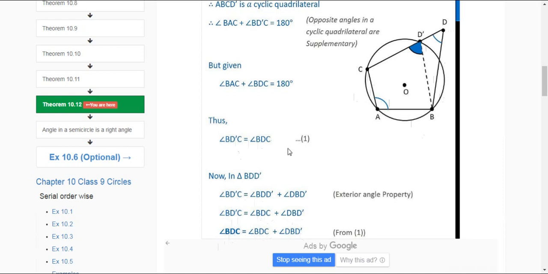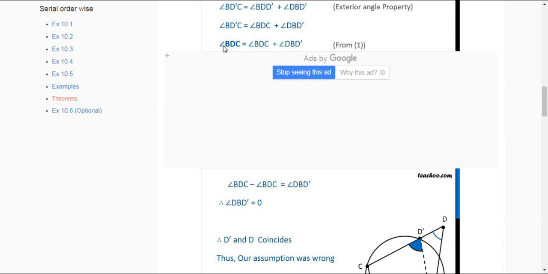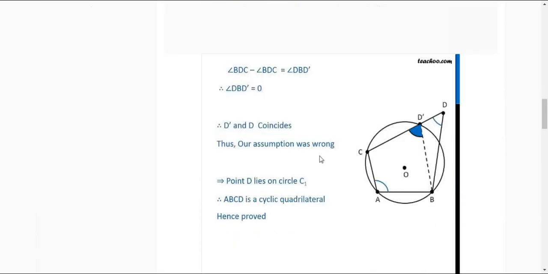So BDC gets cancelled. See this, BDC gets cancelled. So what remains? DBD dash equals 0. So DBD dash equals 0 means what? When is the measure of any angle 0? When the first and the last point of that angle are one and the same. So that means D dash and D coincide, they are one and the same. So our assumption that D dash and D are separate is wrong. So it proves that D dash and D are one and the same point.